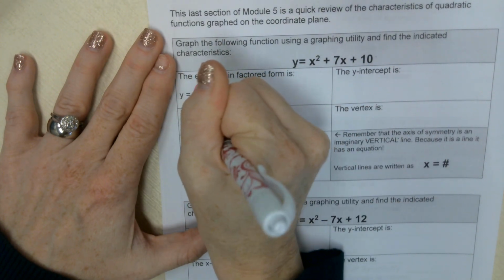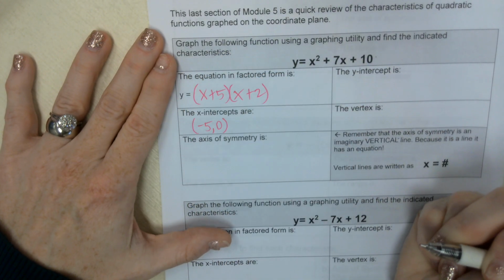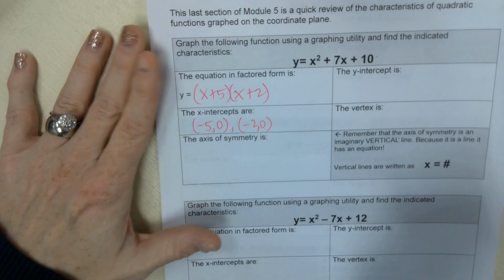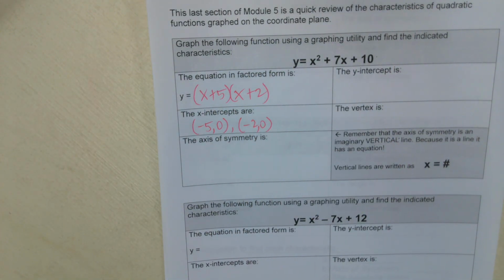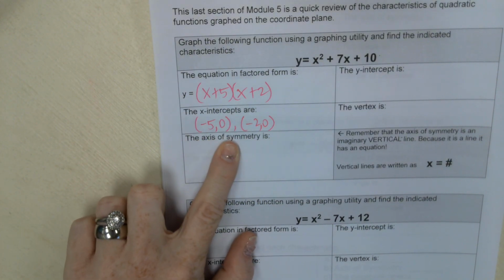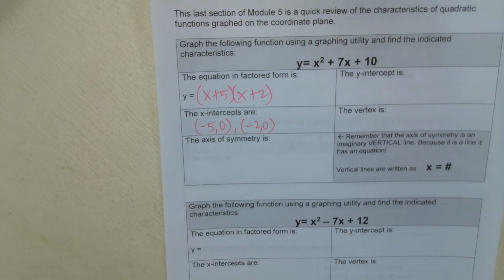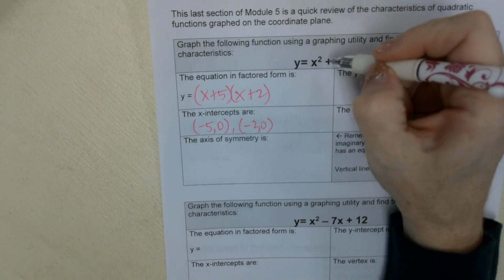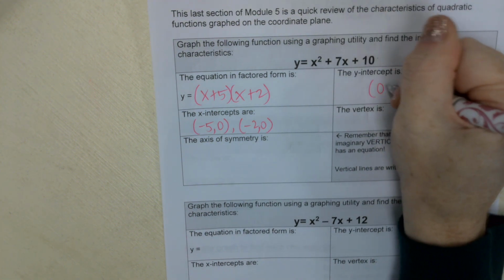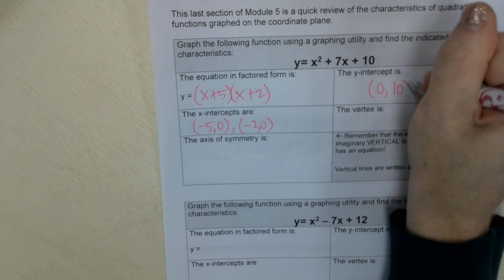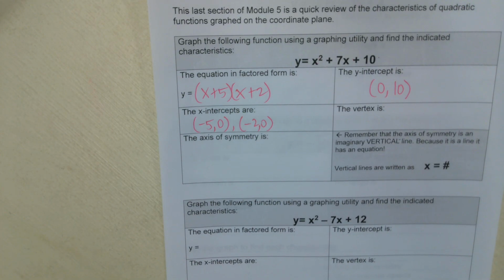Right here, your x-intercepts are negative 5, 0, comma, negative 2, 0. If you have multiple x-intercepts, it wants you to write them as ordered pairs, and you have to separate them with a comma. Okay? The y-intercept here, you could type this in Desmos, but if I plug a 0 in for x, this stuff right here goes away, and your y-intercept is strictly 10.